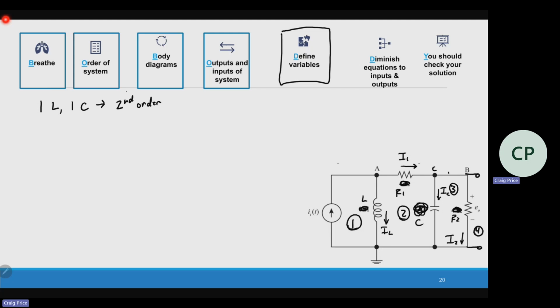Each one gives us a first order equation. Obviously, we've got inputs and outputs. Now, the input is going to be I, and it's a current source. The output, we could look at inductor current or capacitor voltage, but ultimately we're going to get to a transfer function where we've got E out over I in. So that's what the problem is asking.